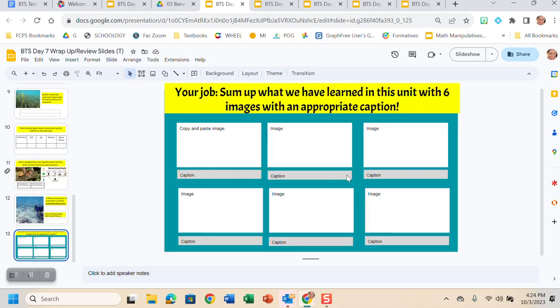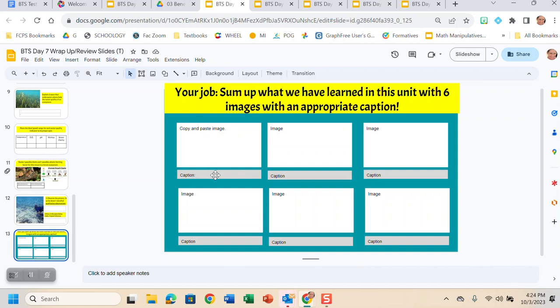And then the very last slide says your job is to sum up what we have learned this unit with 6 images and an appropriate caption. So an example might be that you've decided that running water tends to have higher levels of dissolved oxygen. So I might Google in another tab running water images. And if I find a nice running water image, I can cut and paste the image here.